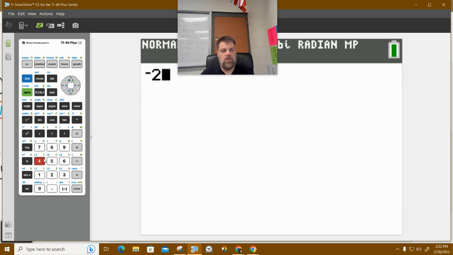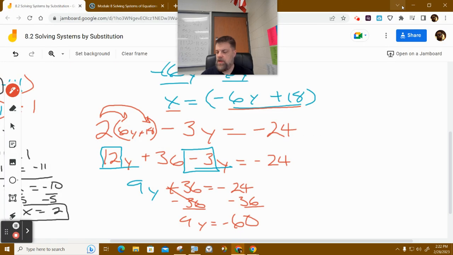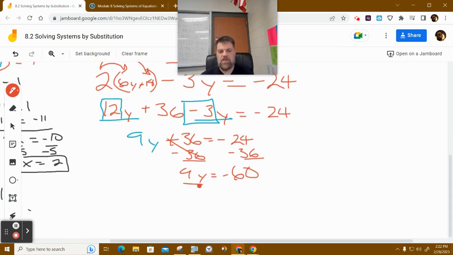Negative 24 minus 36. Negative 60. All right, so this is going to have a fraction, which I'm not real happy about. I've got to get y by itself, so I'm going to divide by 9. I get y is equal to negative 60 over 9. You know what I could do to reduce that? I want this to be reduced.